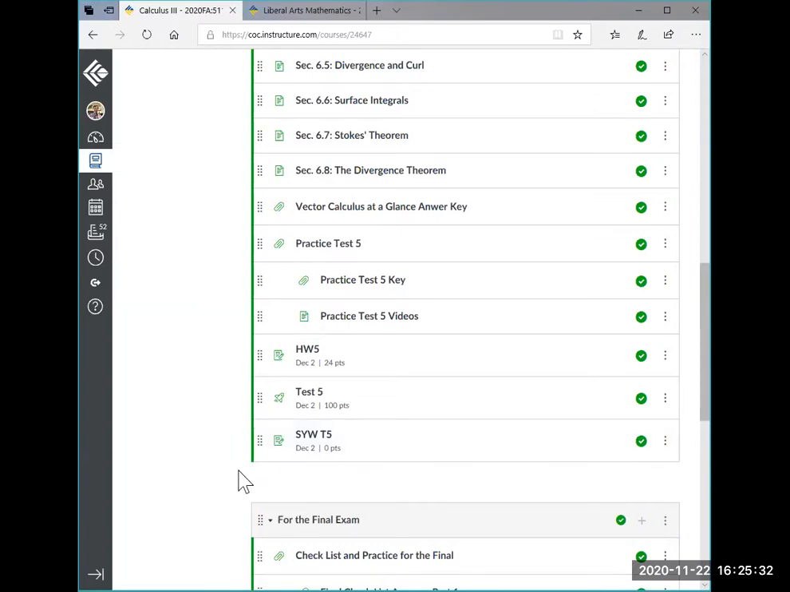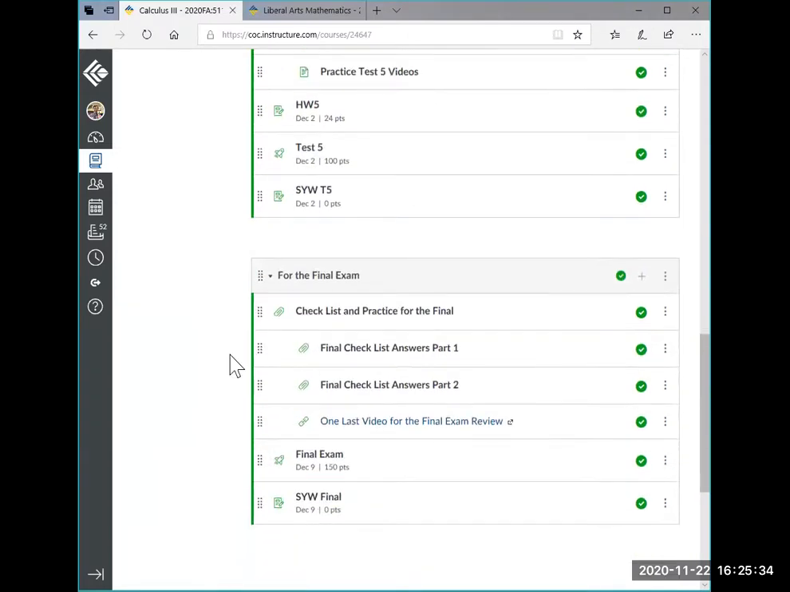And of course, a week after that, you will have your final exam. So once you take this test on December 7th, you have exactly a week until you take your final exam, which will be on December 9th, all right? And I have provided for you, these are all available now. If you want to go ahead and start getting ready for your final exam, I will tell you what to study and what not to worry about.